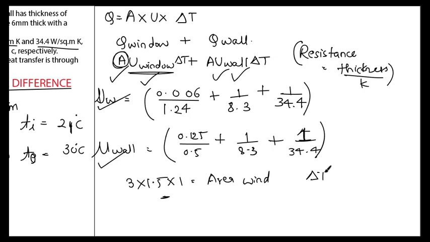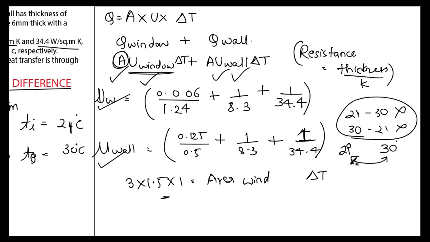Now delta T. Delta T is the temperature difference between inside and outside, that is 21 degrees and 30 degrees. What's the temperature difference? You cannot say 21 minus 30, that is wrong, or 30 minus 21, both are wrong. We just have to see the magnitude difference, here inside plus outside. It's always Ti minus To, so it's 21 minus 30, but it ultimately becomes plus.